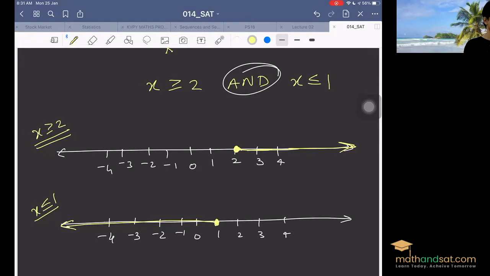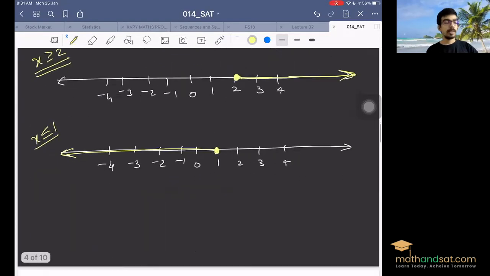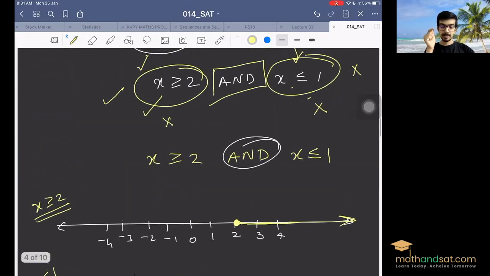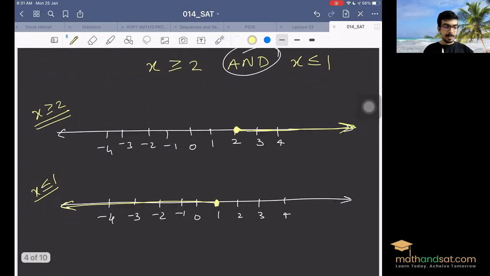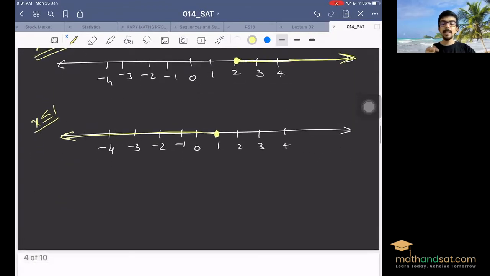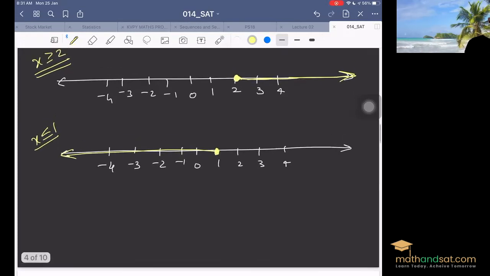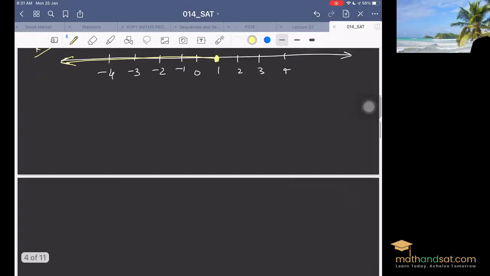Yeah. So that is a compound inequality that was combined using AND. Now suppose we combine them using OR. Suppose we combine this using OR. Say for example, somebody is telling you that X is less than or equal to 2, or X is greater than or equal to 5.